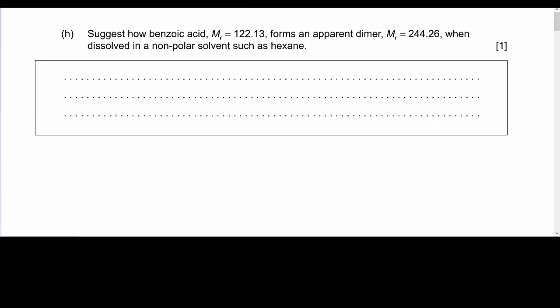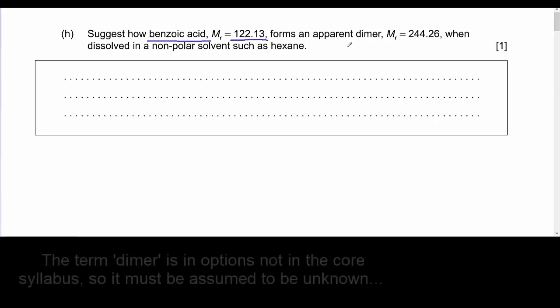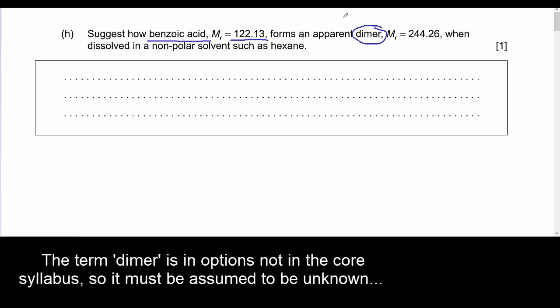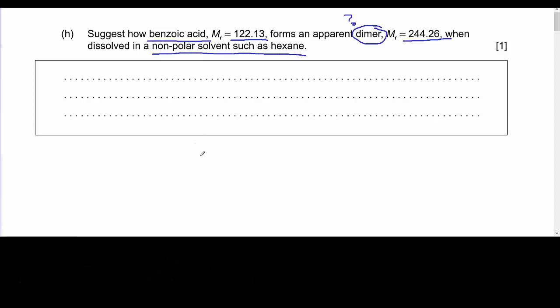So here we have the dimer question that was in the exam. Suggest how benzoic acid, molecular weight 122.13, forms an apparent dimer, which I don't know what that is, molecular weight 244.26 when dissolved in a non-polar solvent such as hexane. So I have to dissect that question a little bit.